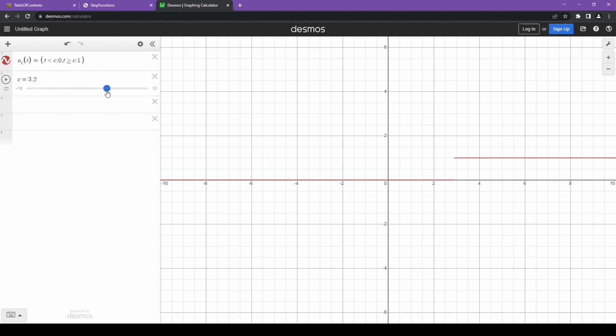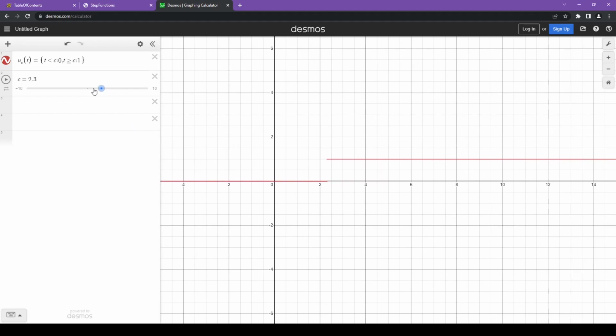Okay, so the idea here is that now I can move what the value of c is, and it changes when this thing turns on. Make sense? Okay. What I'm instead going to do is make this a function of two variables, so that I can plug in different values for c to change what that constant looks like.